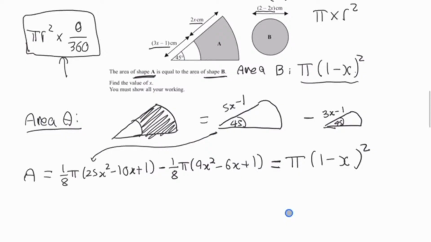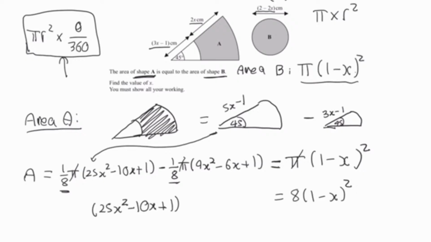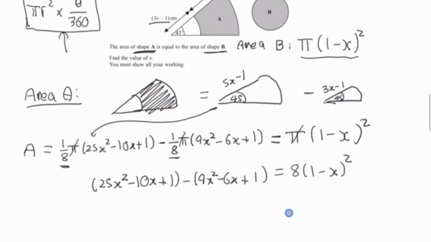If you notice, we have a pi in every term, so we can divide both sides of the equation by pi, which will get rid of all those pi's. And then we also have an 8th in both of those terms, so we can multiply both sides by 8 to get rid of the fraction. So on this side of the equation, we have 8 times 1 minus x all squared, and on the right side we have this thing right here. Now that we have this, all we need to do is simplify this and collect the like terms.